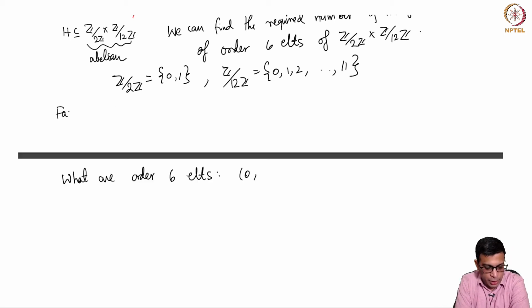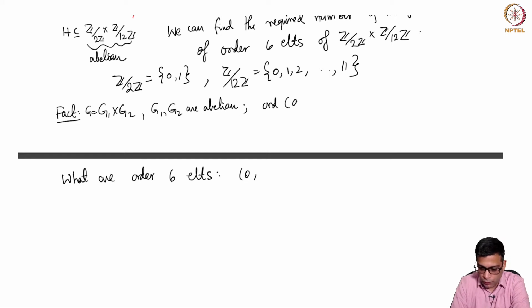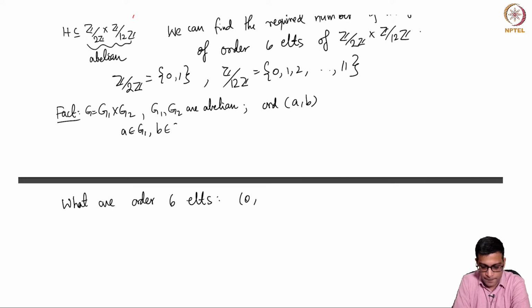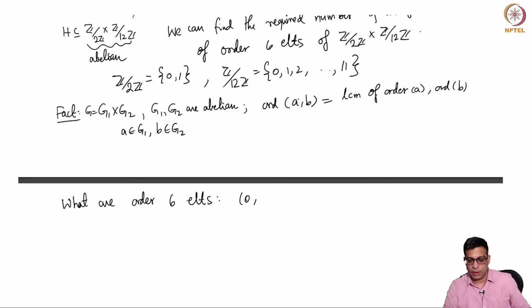So this is a fact that I'm going to use, it's a useful fact. If you have an abelian group G equal to G1 cross G2, where G1 and G2 are abelian, the order of (A, B), where A and B are in G1 and G2 respectively, is the LCM of the order of A and the order of B. Okay, the order of that tuple (A, B), which is in G, is the LCM.